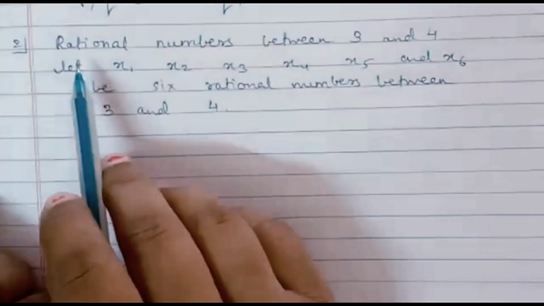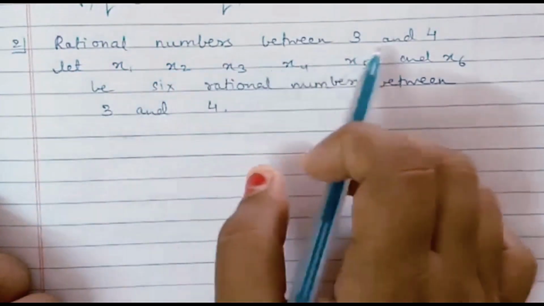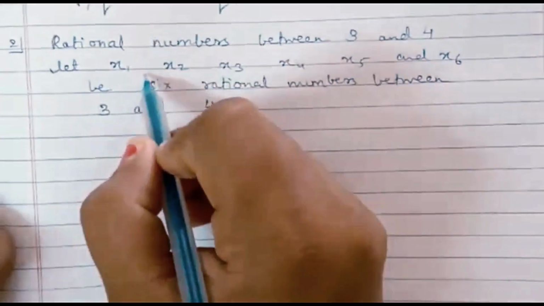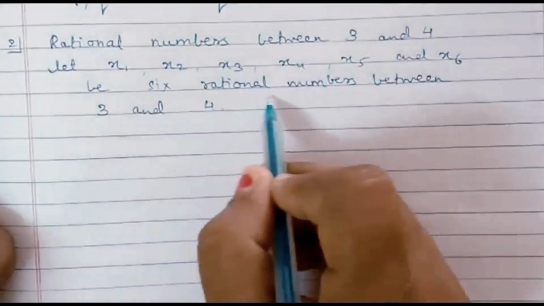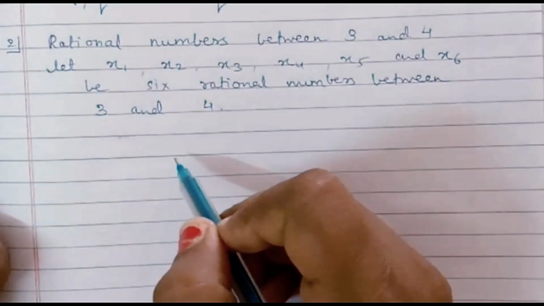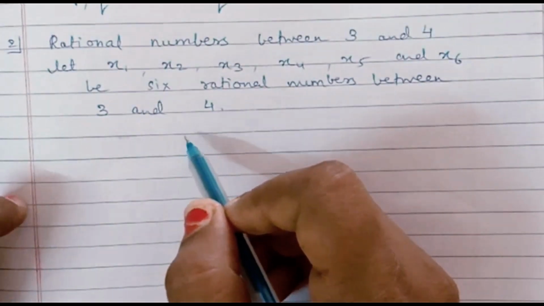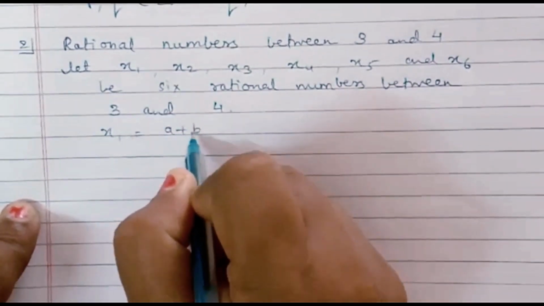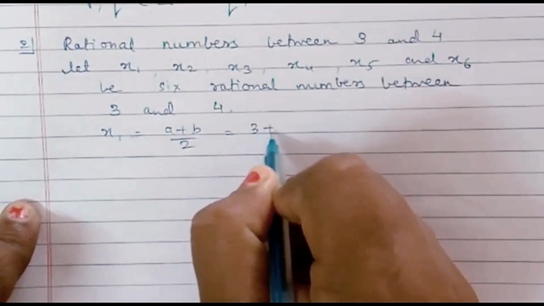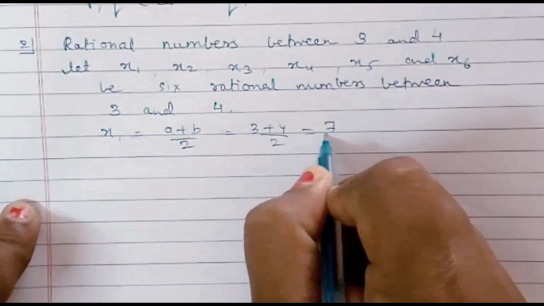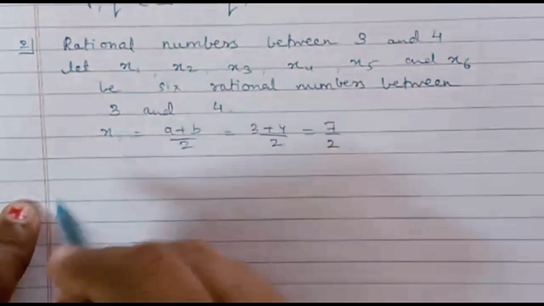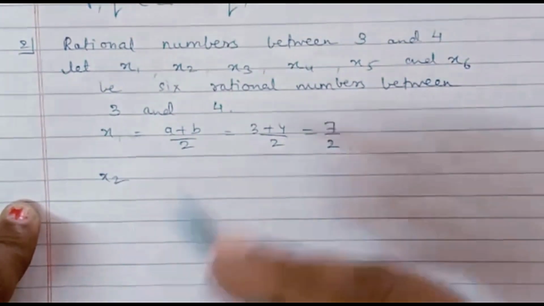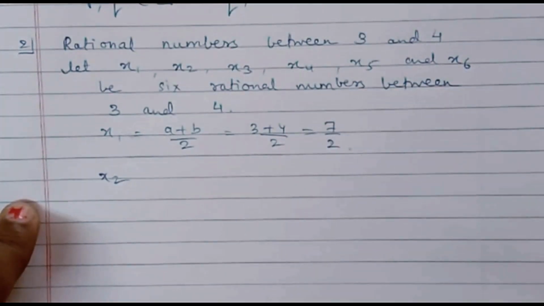So our next question is, find 6 rational numbers between 3 and 4. So let x1, x2, x3, x4, x5 and x6 be 6 rational numbers between 3 and 4. If we go according to Dirichlet's property, we will follow the rule: x1 will be equal to (a plus b) upon 2, which is equal to (3 plus 4) upon 2, which is 7 upon 2, right? And in the same way x2 will be (a plus 7 upon 2) upon 2. That means we will keep on finding the middle term.